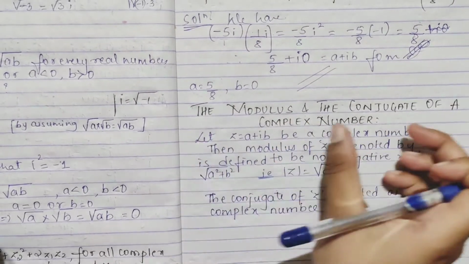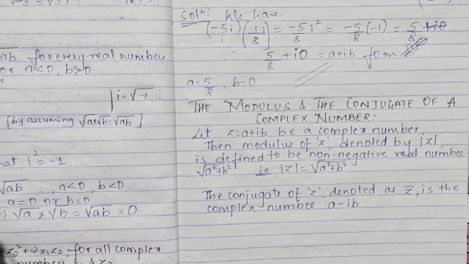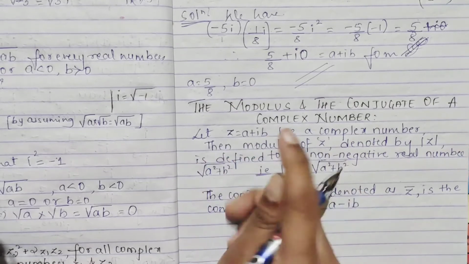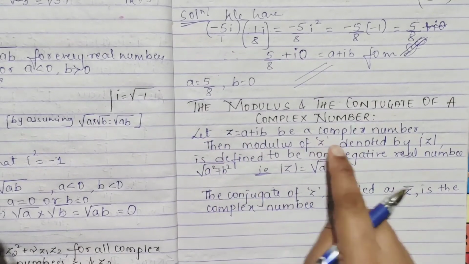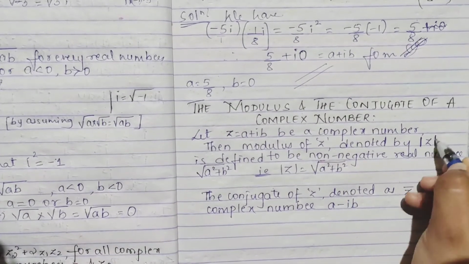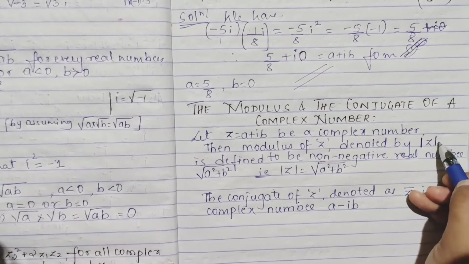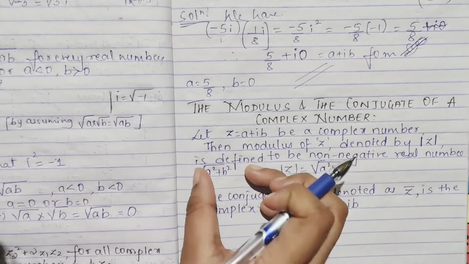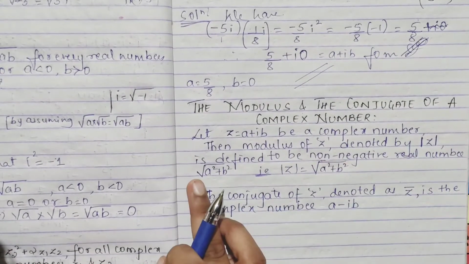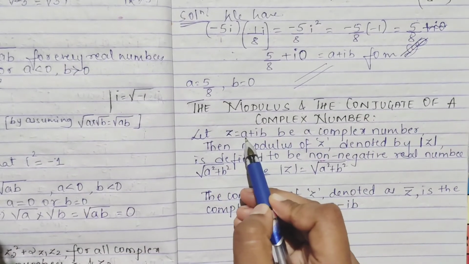Next topic, you have the modulus and the conjugate of a complex number. What does modulus mean and what does conjugate mean? It is not so difficult, it is very simple. Now z is equal to a plus ib, a complex number, right? So the modulus of z is given like this. Modulus you know, right? These two lines are called modulus, and inside you write z. When it is modulus, it is always defined to be a non-negative real number. How is it given? Root of a square plus b square, right?